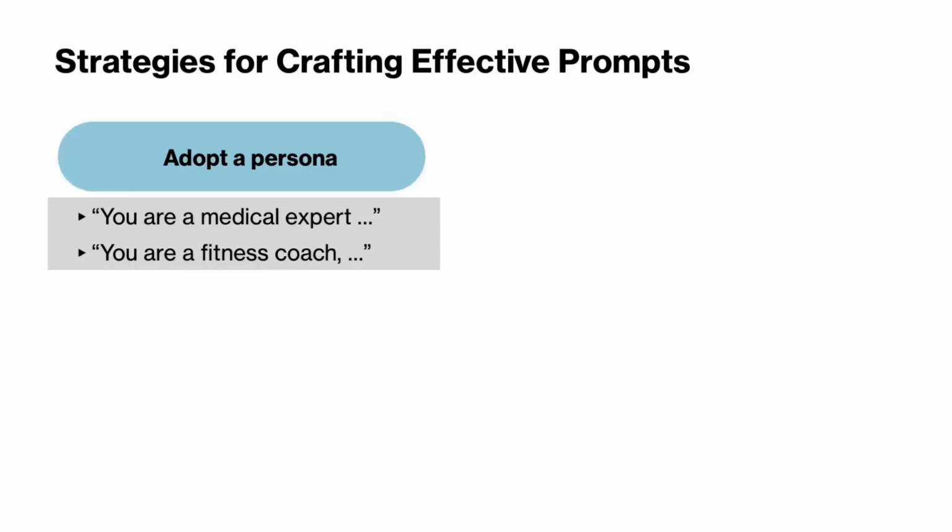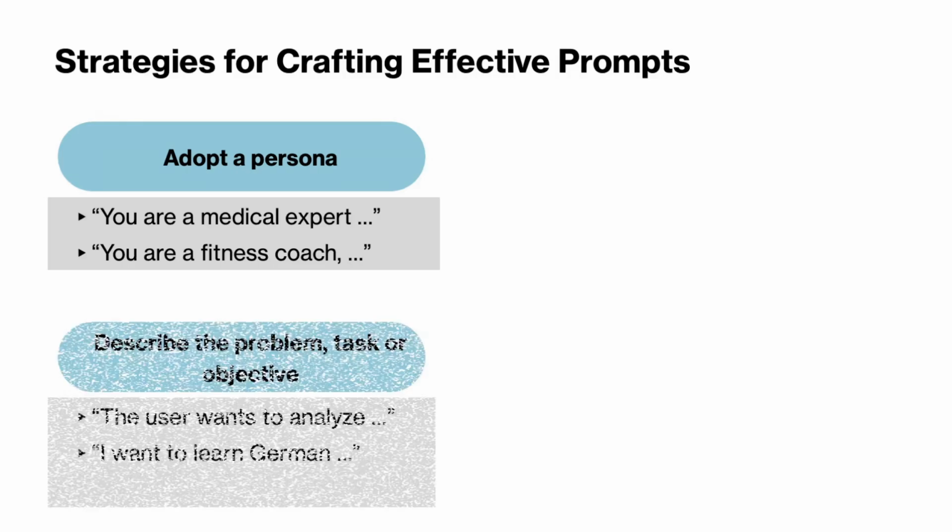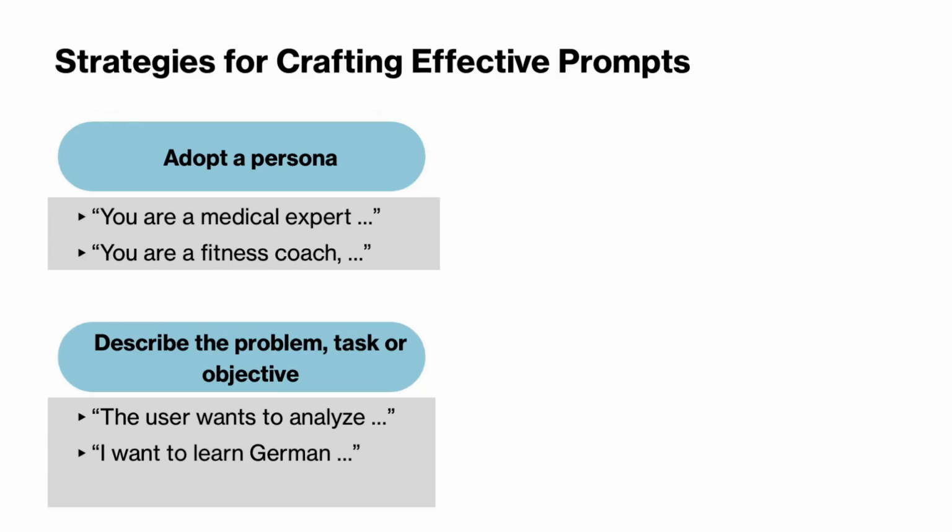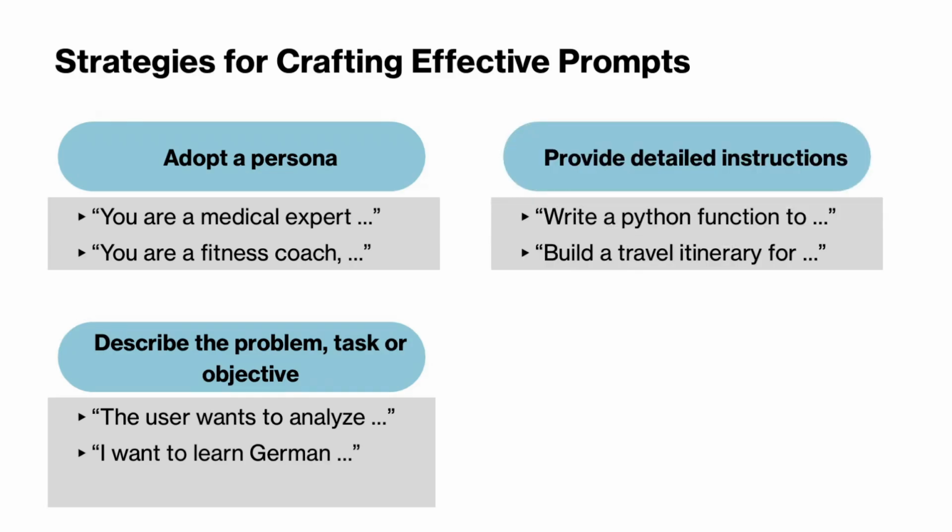There are a few strategies for crafting more advanced and effective prompts. The first strategy is to start the prompt by adopting a persona for the LLM. For example, we tell the LLM you are a medical expert or you are a financial consultant. In the next step, we describe the problem or the task that we want the LLM to solve. For example, we say that the user wants to learn German and they can allocate a certain amount of time per week and so on.